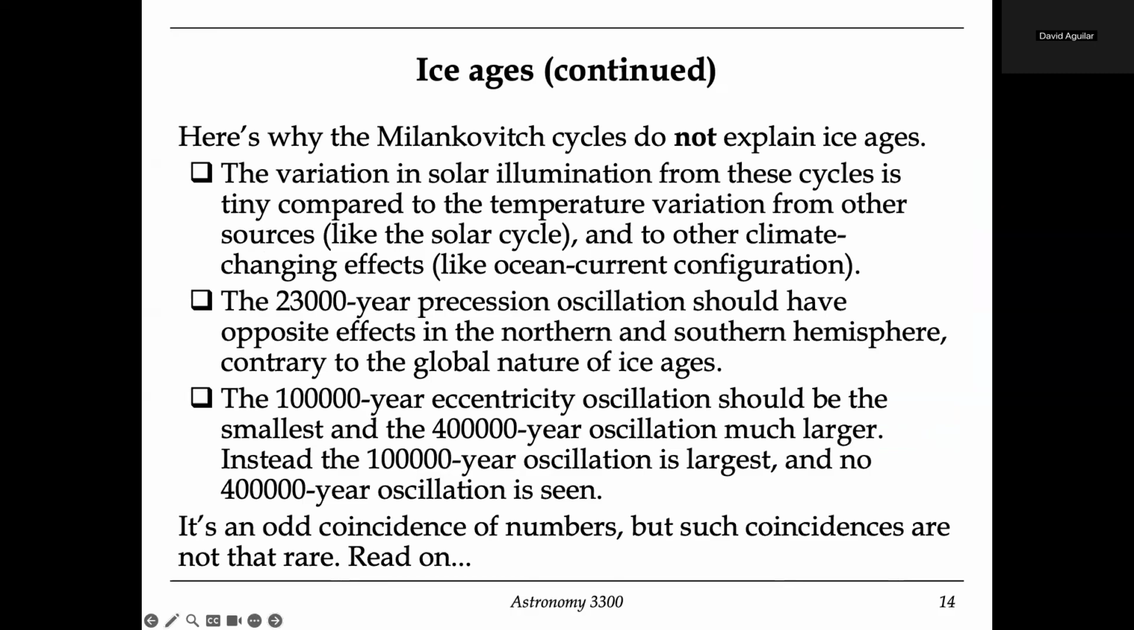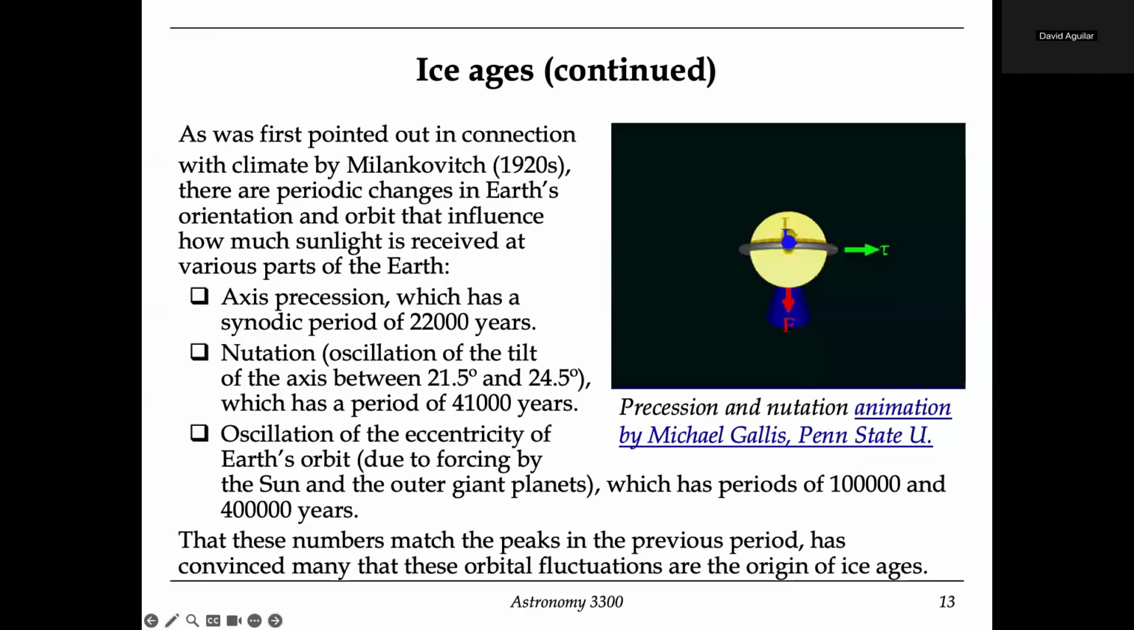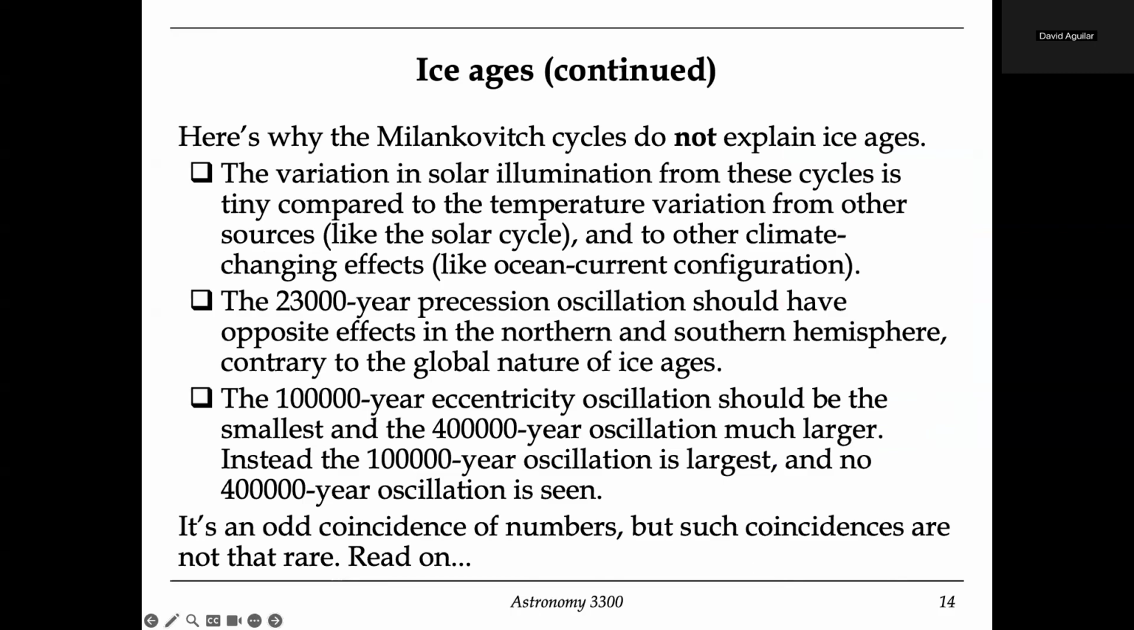So would the ice age be one degree? Sorry, rotation? What? For nutation, would an ice age be like when we're closer to 21.5 degrees? Very good question. Here's why they don't explain the ice ages. I'm just saying, it looks good, right? It looks really good. It looks like it, all the time periods in the power series, Fourier analysis, right? Okay. So here's why they don't explain the ice ages.